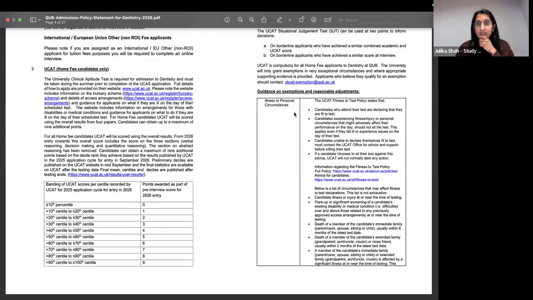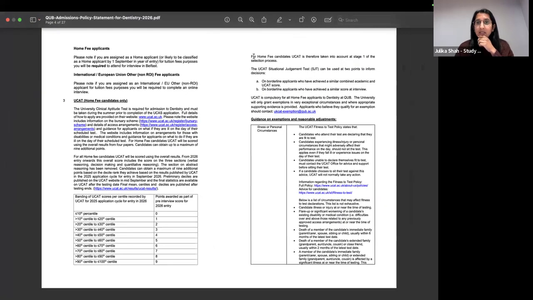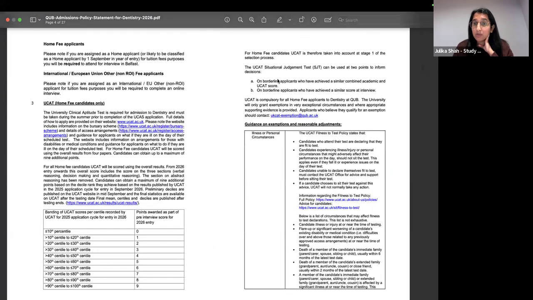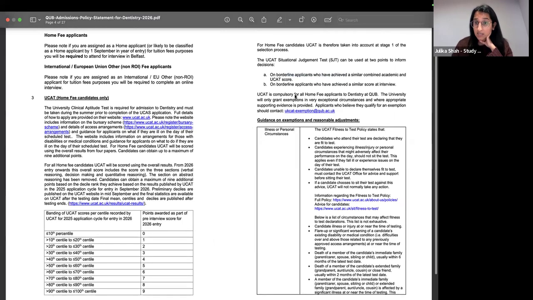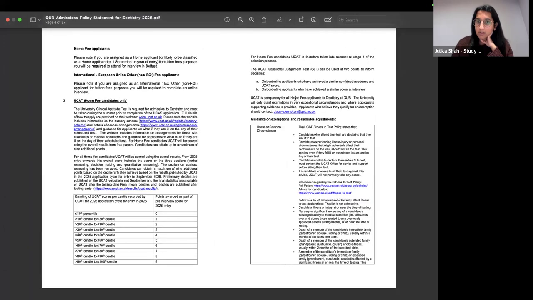If I zoom out of this again, it says for home fee candidates, so it differs between international and home students. Being aware of that, if you're international, there might be a borderline combined score that they use. If somebody gets the same score as somebody else, they might be put on this borderline system where they might take something else into account. So that's something to be aware of as well.